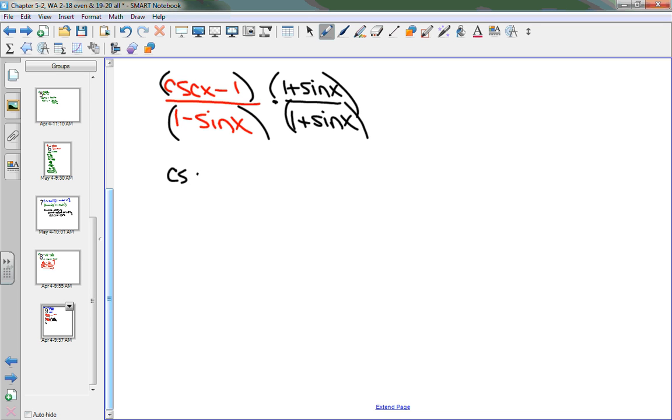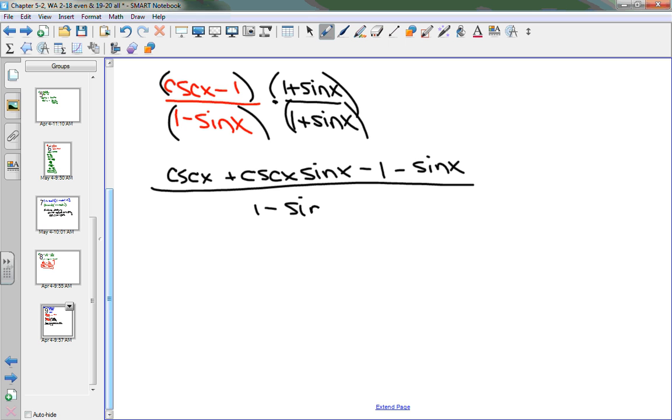So that's going to be the cosecant of x plus the cosecant of x sine of x minus 1 minus the sine of x, all over 1 minus sine squared of x. Well, the top and the bottom. Do we all see that, yes or no?